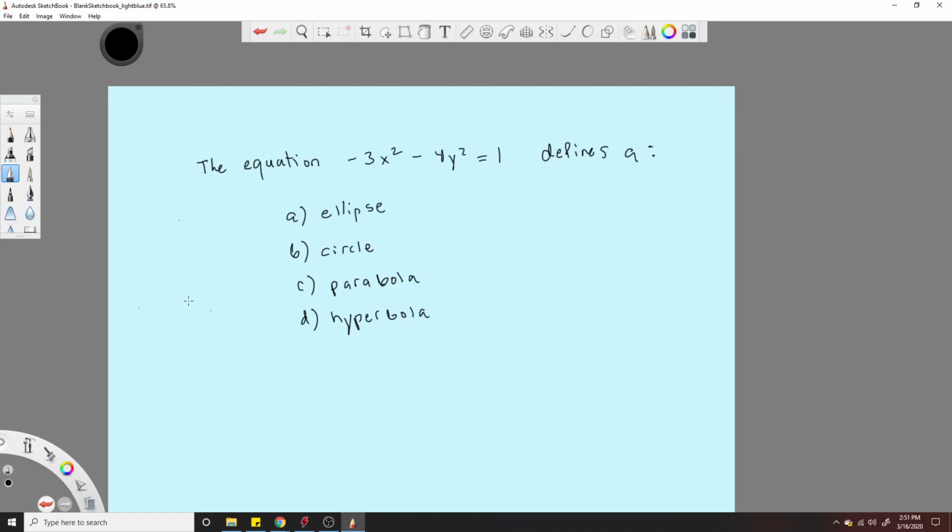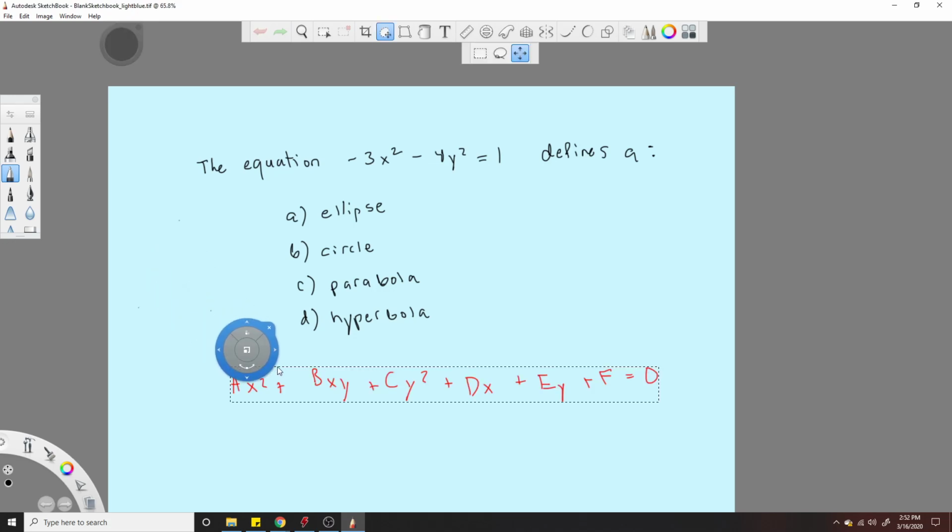The equation negative 3x squared minus 4y squared equals 1 defines an ellipse, circle, parabola, or hyperbola. When you see these terms, ellipse, circle, parabola, hyperbola, you're almost always looking at conic sections. Just a conic sections problem. And whenever you're dealing with conic sections, you have this equation. It's given to you in the study guide or the handbook.